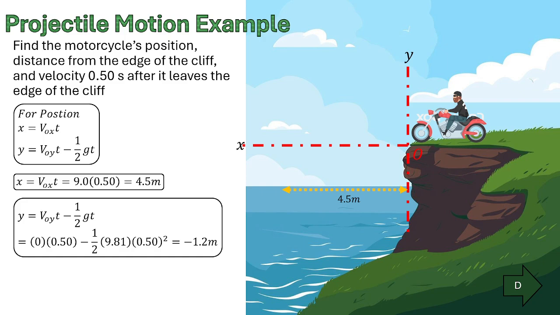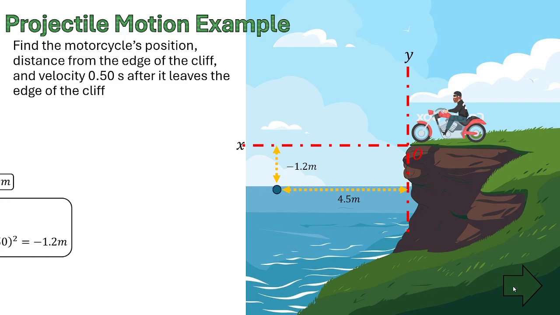I apologize, I did not put squared in the equation for position at the very first curved rectangle. For your notes, just put squared there, because that equation is a parabolic, or quadratic, equation. So for our y, we have negative 1.2 meters, and that is right around here. So the motorcycle's position is at the point 4.5 and negative 1.2. So that is the position.